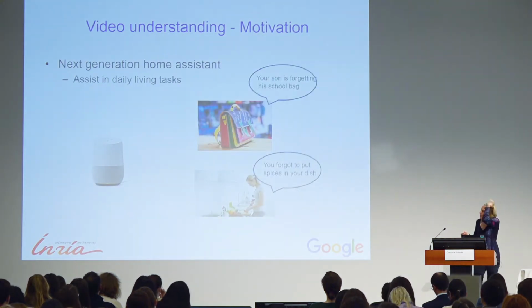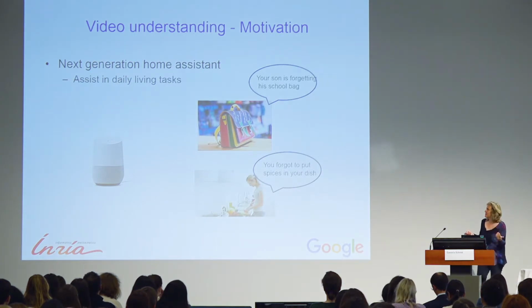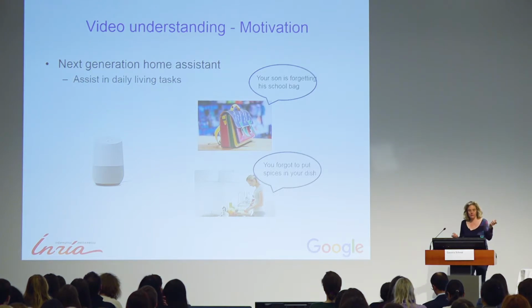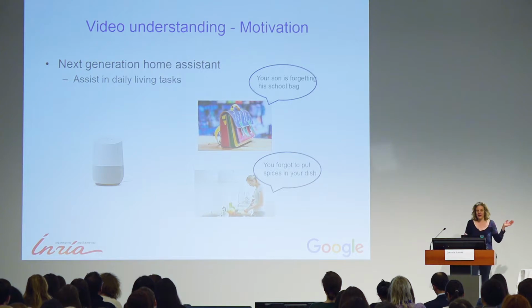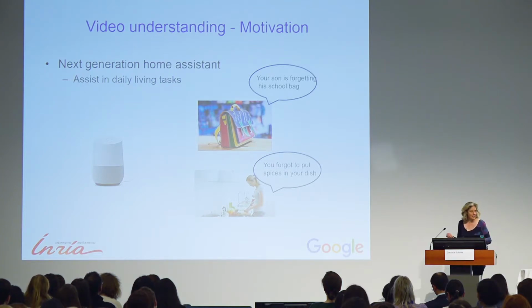And so here, one application would be, for example, next generation home assistants. So you want to have an assistant with a camera, and you want to observe what's going on. And so tell the person, for example, your son is forgetting his school bag. You can see that basically he's walking out of the home. You understand the context. Or you can look at somebody cooking, and you give them guidelines that you forgot to put the spices in your dish. Or you can say, now you need to do this and that.